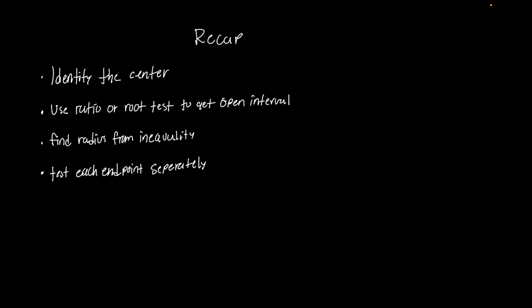Recap lastly. For power series, all you gotta do is identify the center, use the ratio or root test to get the interval, and find the radius from the inequality. Remember, to get rid of the absolute value, just add the negative side to it. And then you just test each endpoint separately. I don't know if I mentioned, but to test the endpoints, make sure you plug them back into the original series, not the one you already simplified.